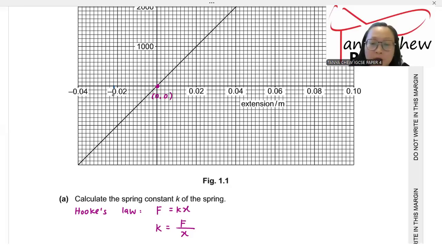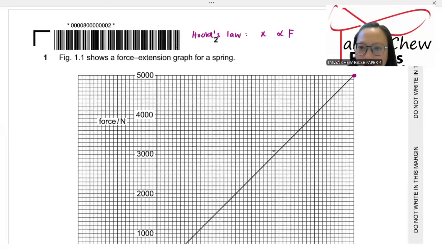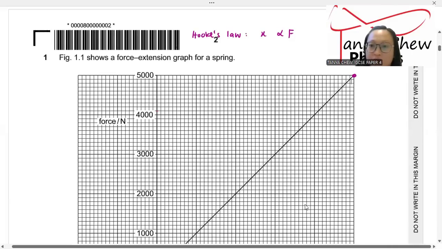If you want to find the gradient, then you can use the origin as one of your coordinates. I always look for the easiest point. So I look at where the straight line crosses, and I get my coordinate easily. If you are finding the gradient, one of the important tips that I want to give you is to make sure that the distance between the two coordinates is large enough in order for you to get a more accurate answer. So that's the tip. Remember to save it, right.